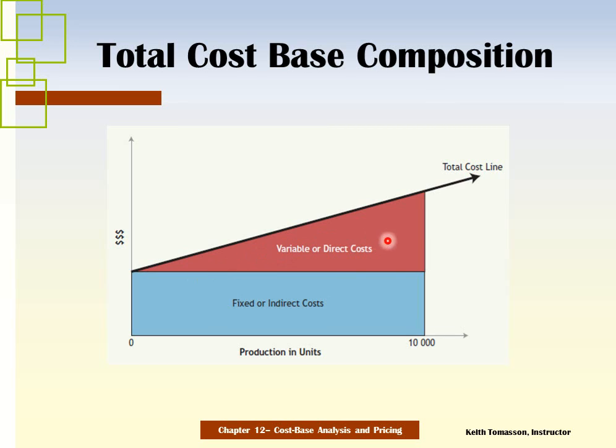The variable costs increase in direct proportion to our production. So we can see that if we have no production or no sales, our variable costs are zero, and as we continue to produce, our variable costs increase. This line represents the total cost line. It starts at the production of zero, which is the amount of our fixed costs, and increases directly in proportion to our sales volume or our production volume.